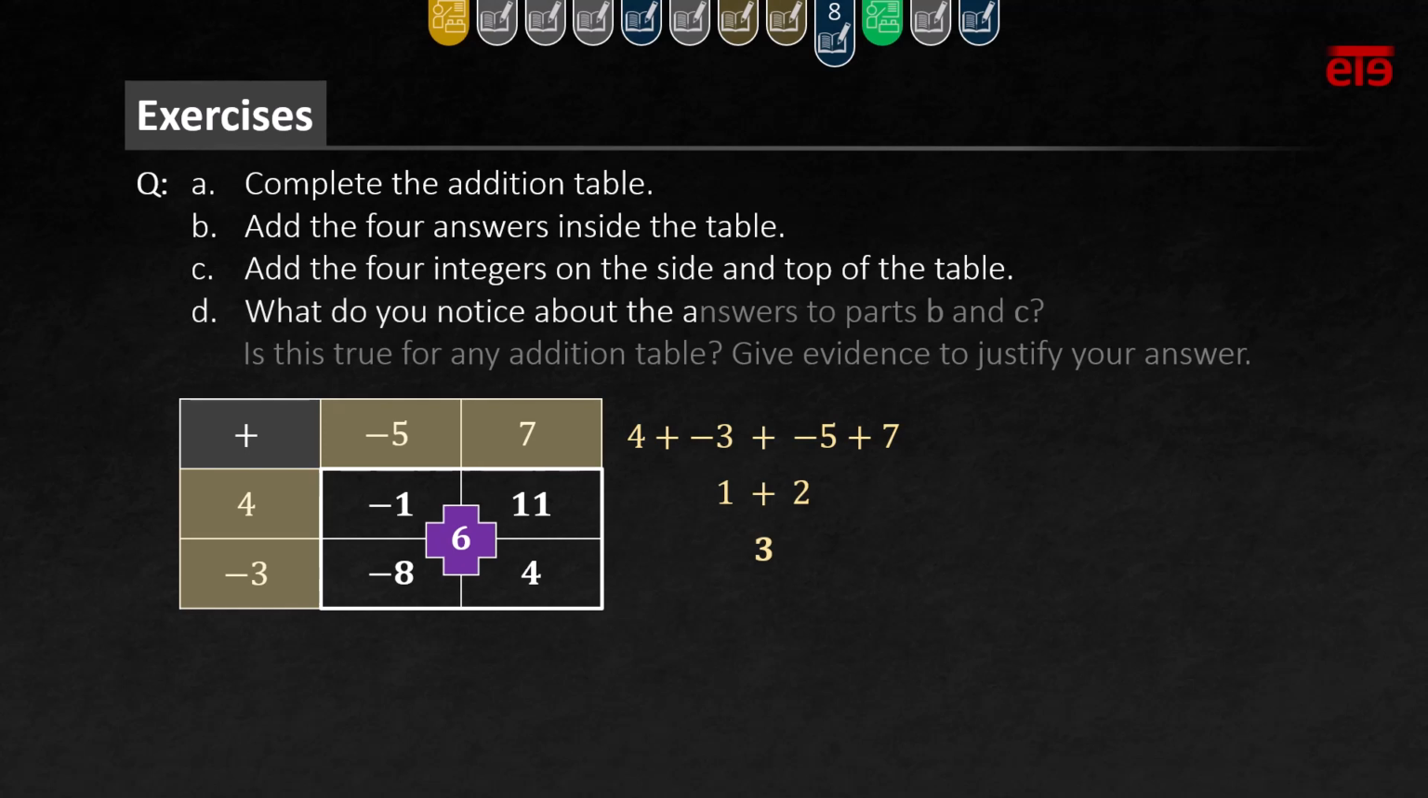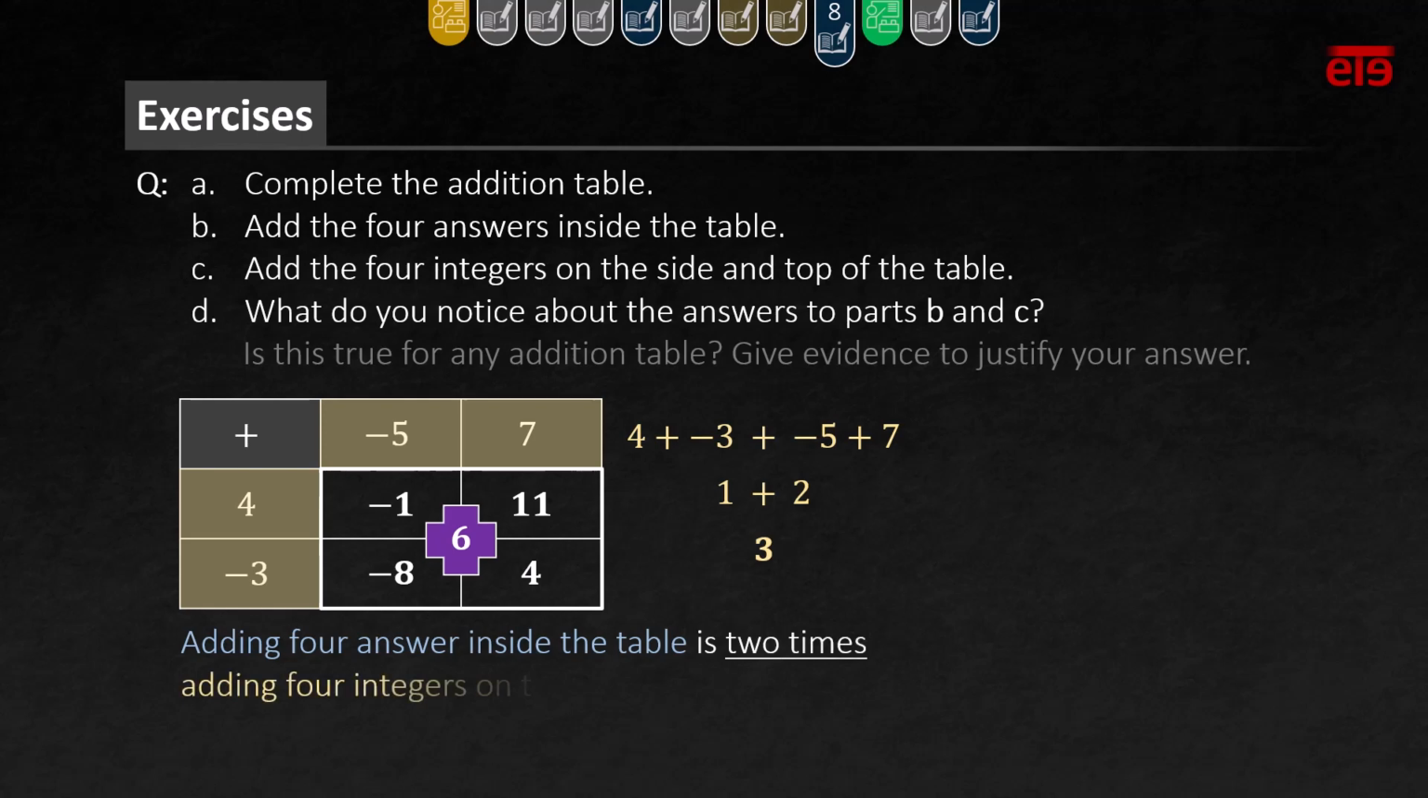What do you notice about these two integers, 6 and 3? We can see that the sum of the integers inside the table is 2 times the sum of integers on the side and the top of the table. How can we justify the answer?